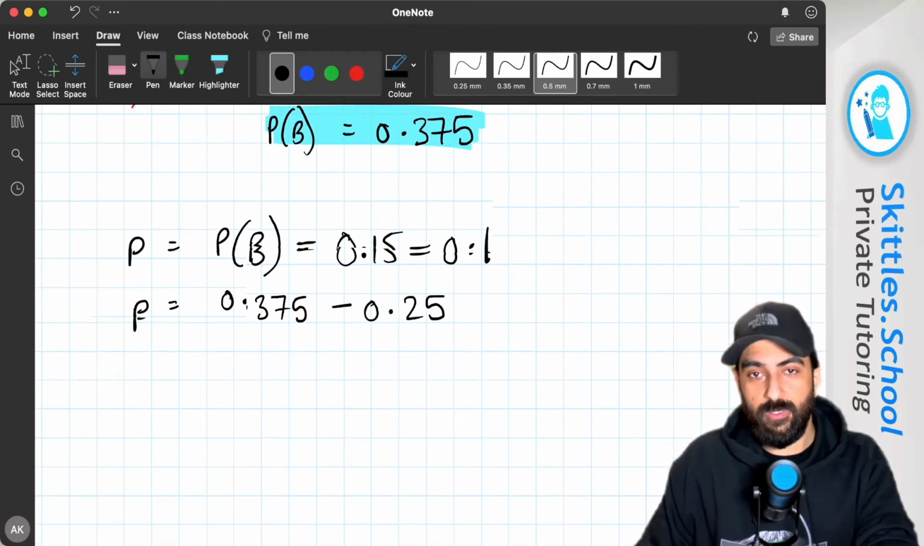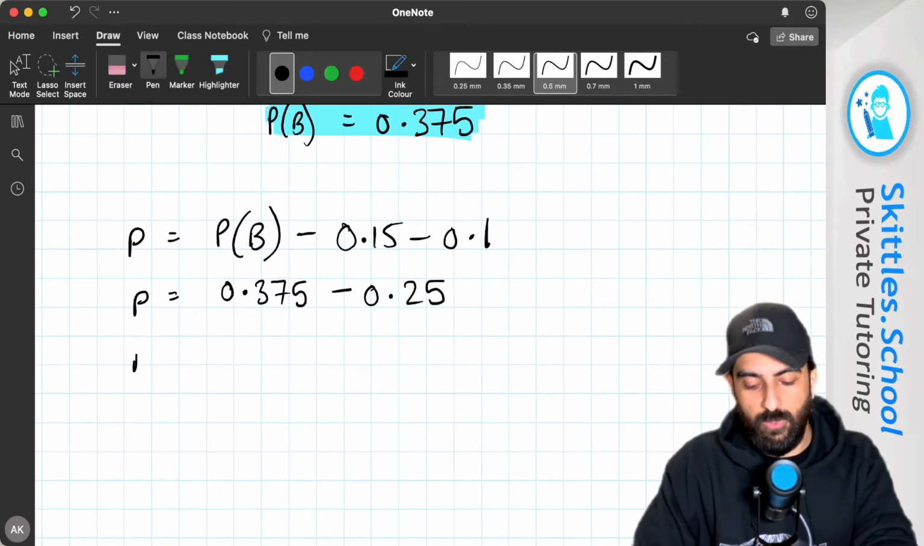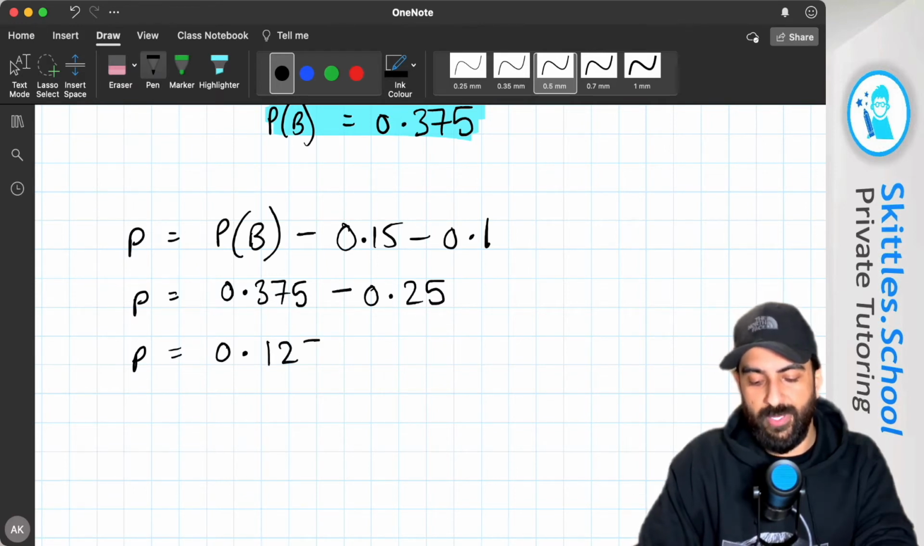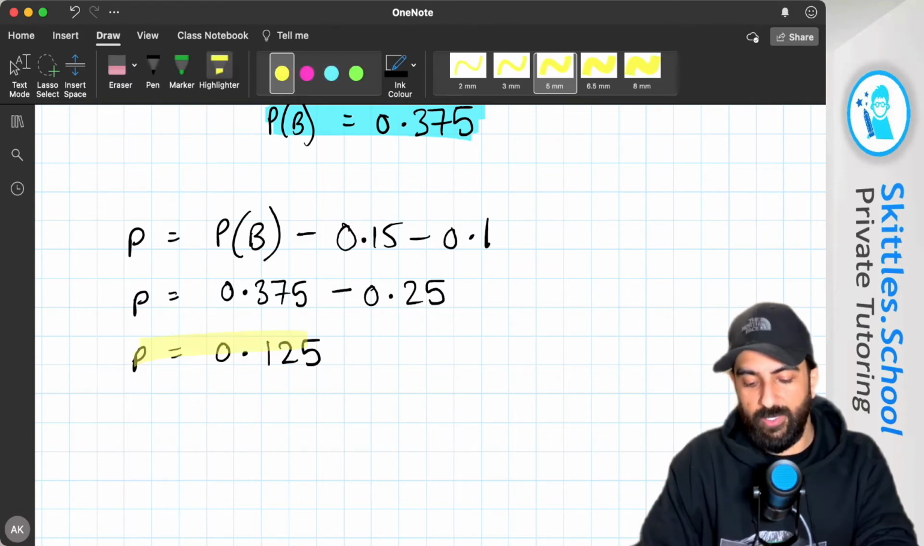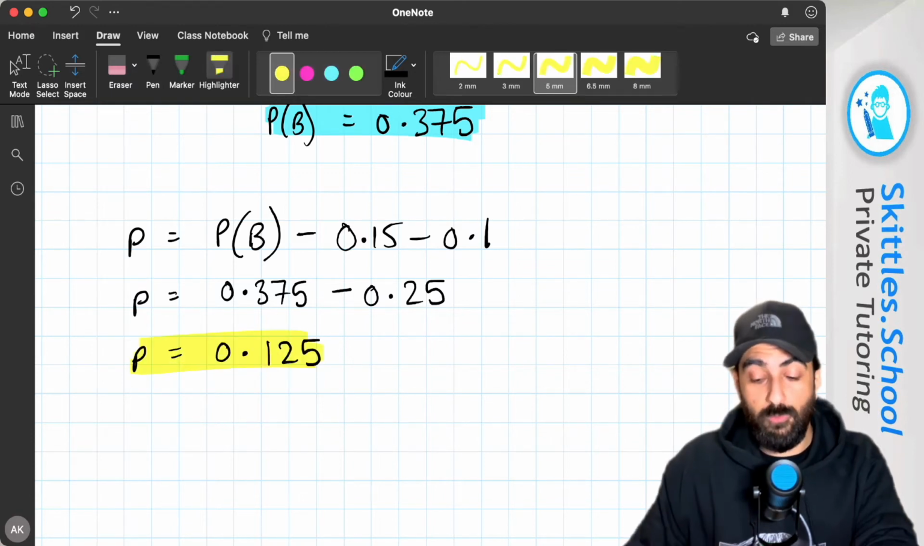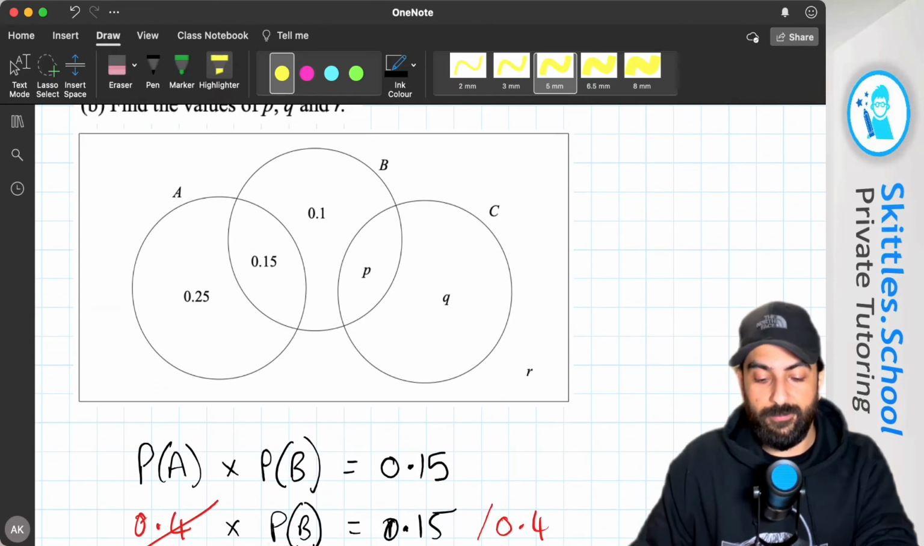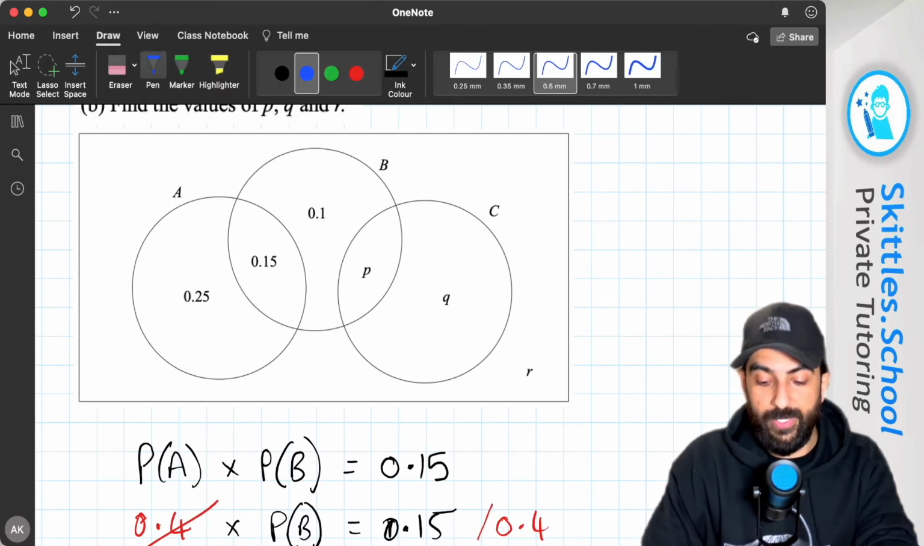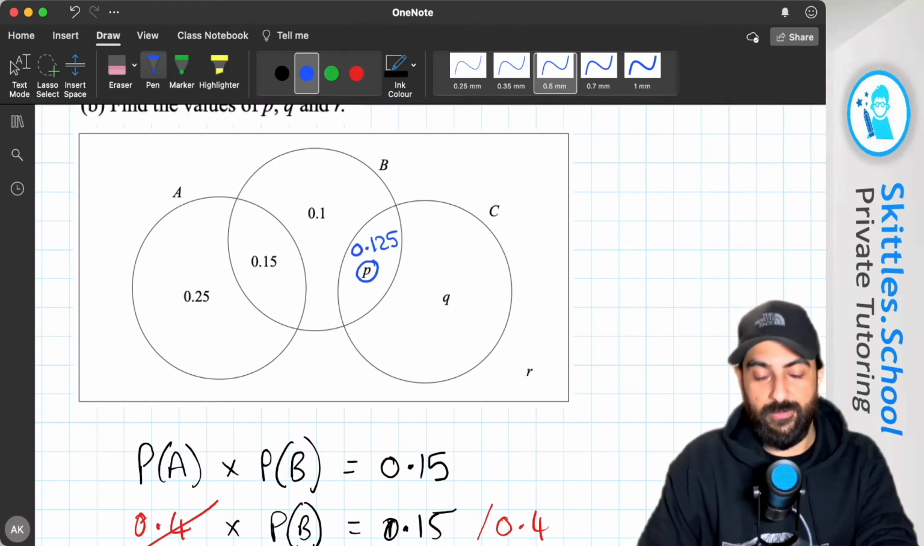So P, therefore, must equal 0.125. Now we've got P. I'll highlight that, and we'll even write that on our diagram so we remember. We've worked out P as 0.125.